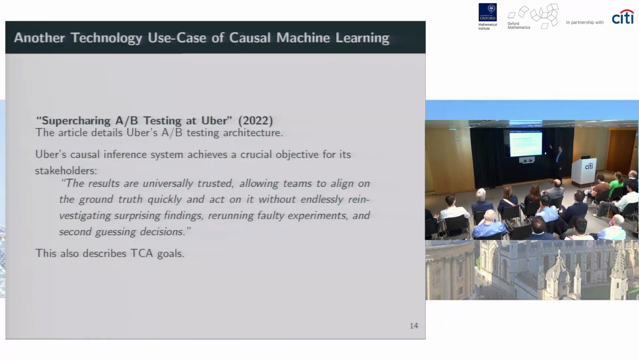So this is for Uber deciding how much to charge you extra when the weather is bad. They randomize and then they decide how much they can charge you. But I think this applies to TCA, or at least to my interactions with traders and brokers quite well. "The results are universally trusted, allowing teams to align on the ground truth quickly and act on it without endlessly reinvestigating surprising findings, rerunning faulty experiments, and second-guessing decisions." I would love for my TCA system to have that level of confidence. So they just invested quite a fair bit to at least project that level of confidence.